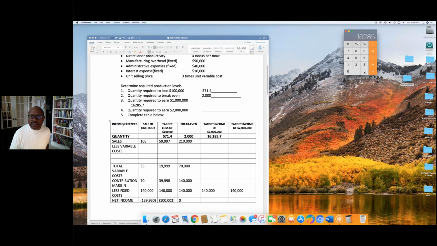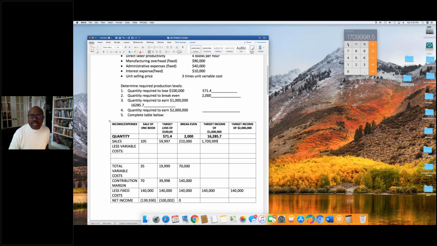16,285.7 times the 105 selling price. That's going to give us approximately 1,709,999 as our revenue.